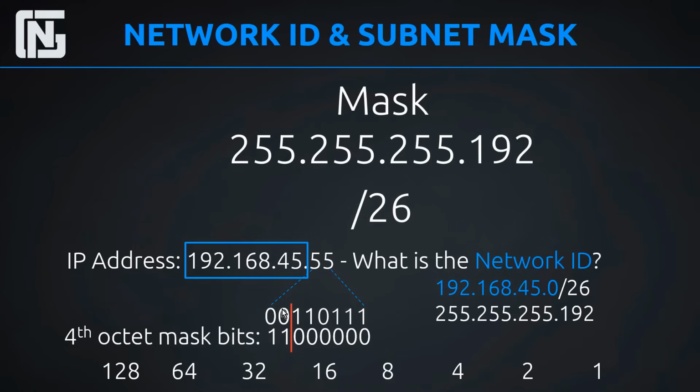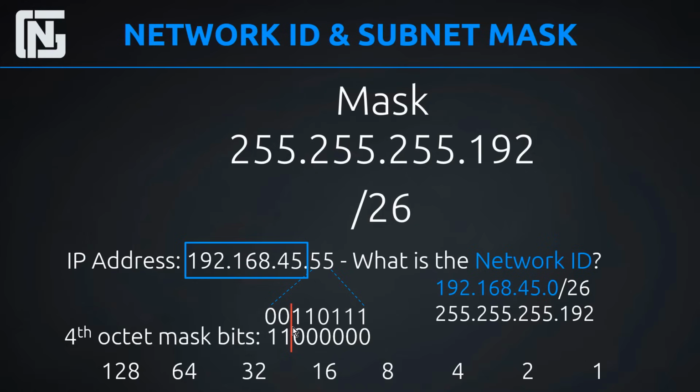If there was a 1 here, our subnet ID would actually be 192.168.45.64. Or if there was a 1 and a 0, it would be 192.168.45.128. Actually, it would be our network ID. But in this case, there's nothing there, so it's just a 0.